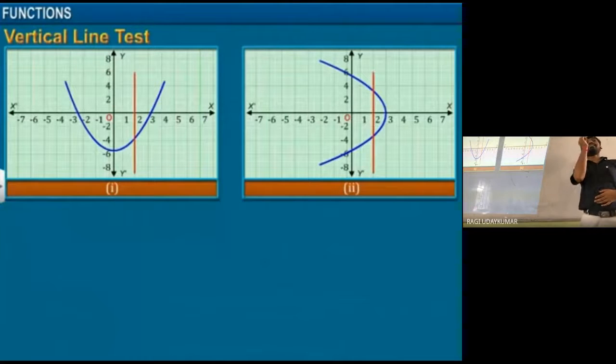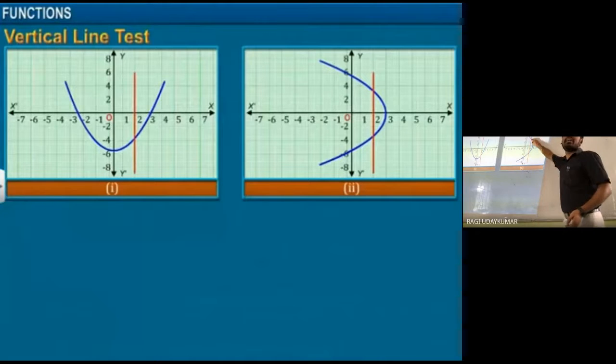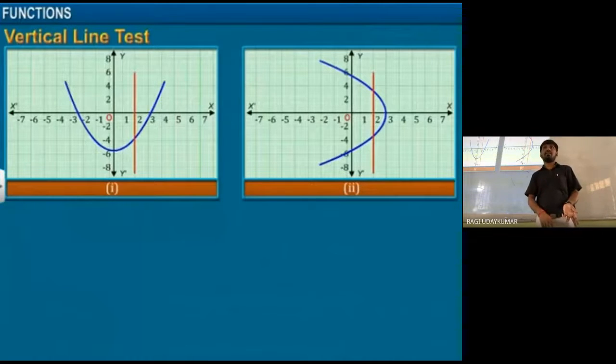Each x coordinate has a different y coordinate. It tells you that, look here, if I draw it like this, it touches at 2 places. That means this intersecting point in the second figure, the upper intersecting point and the lower intersecting point, both have the same x coordinate, say approximately 2. So it will be 2 comma something. So 2 is having 2 images, isn't it? That's why it is not a function.